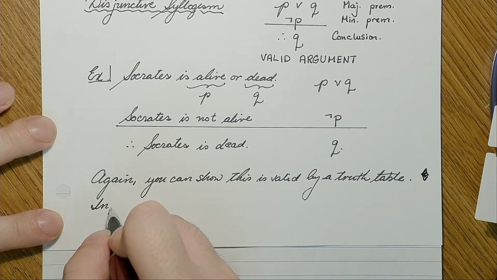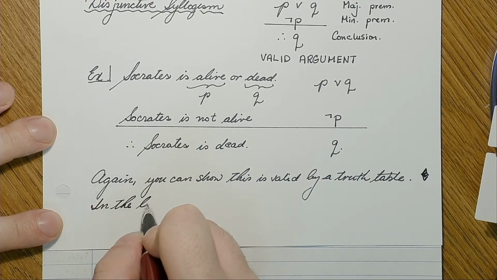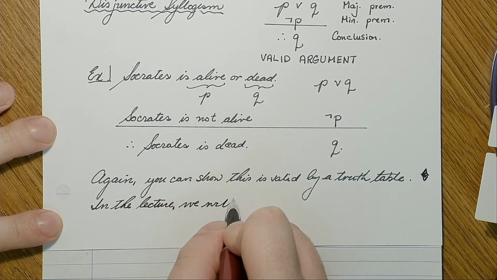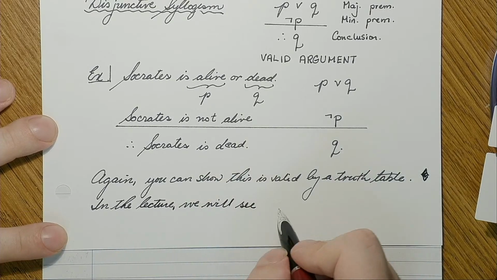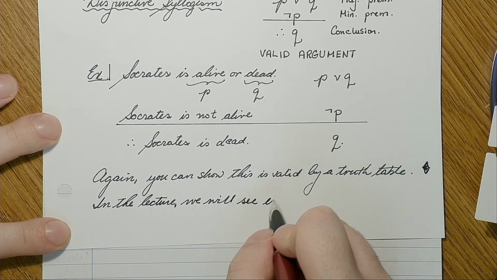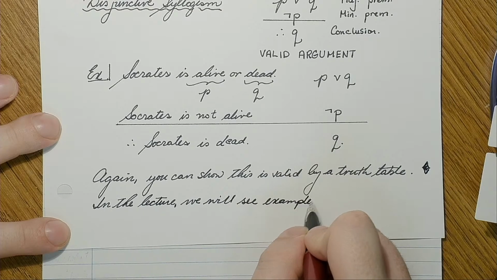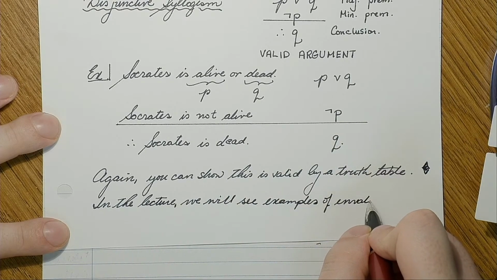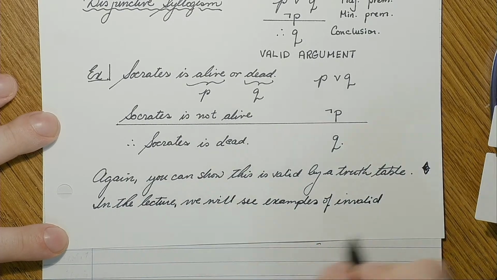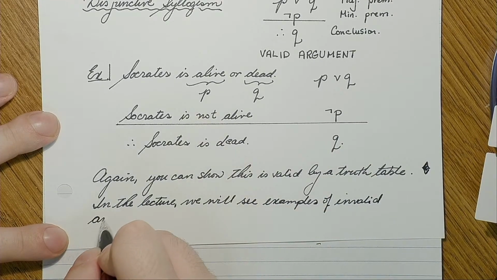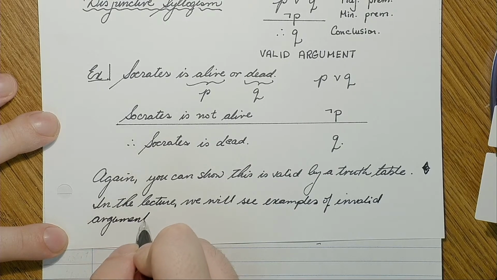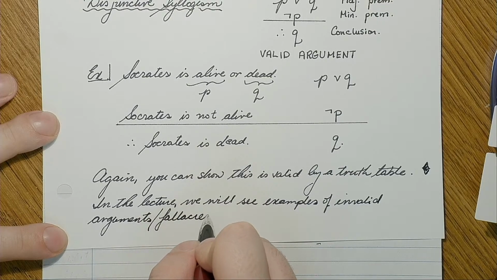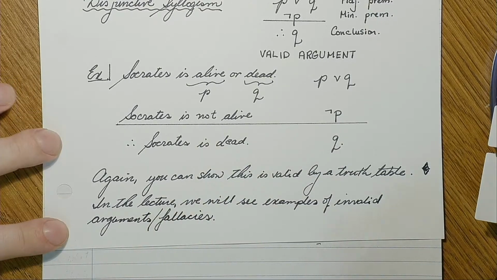In the next lecture, we will see explicit examples of invalid arguments, fallacies.